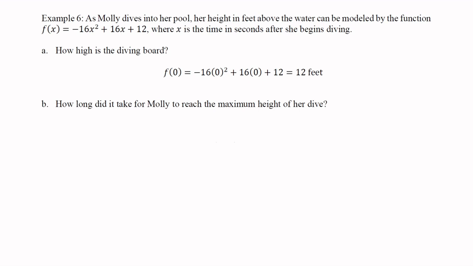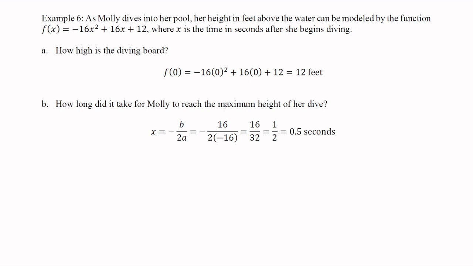How long did it take for Molly to reach her maximum height? So again, since we're looking for the time that she's at her maximum height, we're looking for the x value of our vertex, which can be found using the axis of symmetry, x equals negative b over 2a. Plug in your b, plug in your a, and simplify to get 1/2 or 0.5 seconds.